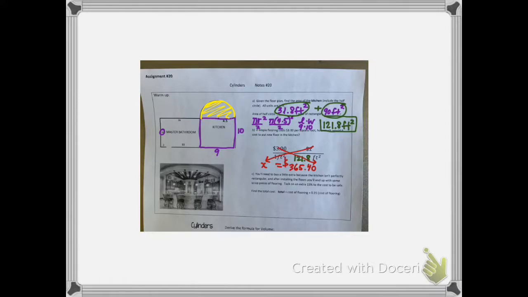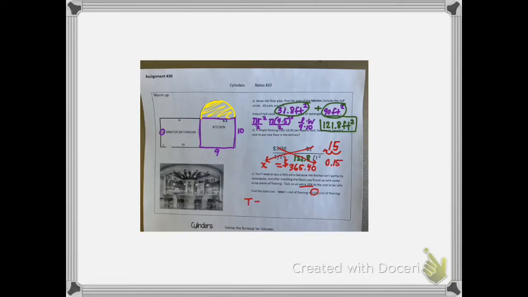Part C is saying that we're going to need a little bit extra because there's certain pieces of the kitchen that are not exactly rectangular. So we need a little bit extra for those spots. It says tack on an extra 15%. So how do I make 15% a decimal? I erase the percent symbol, and then I move the decimal to the left twice. So this is why you see 0.15 right here.